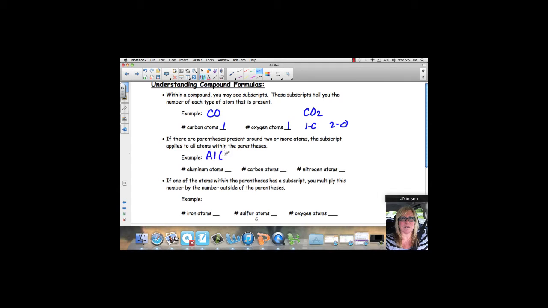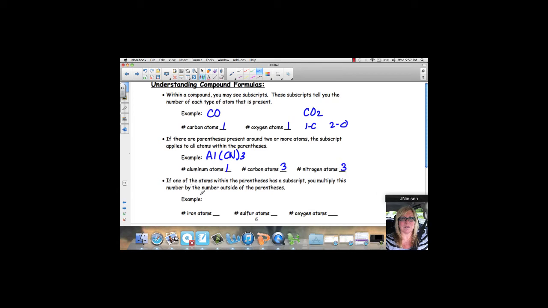So if I have Al(CN)3, I have one aluminum. I have C, but there's three of them, so that's 3. I have an N, but there's 3 of them, so 1 times 3 is 3. I have 3 N's.